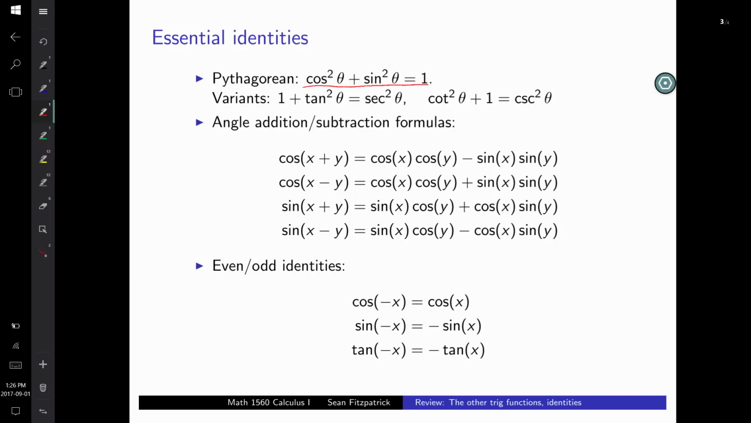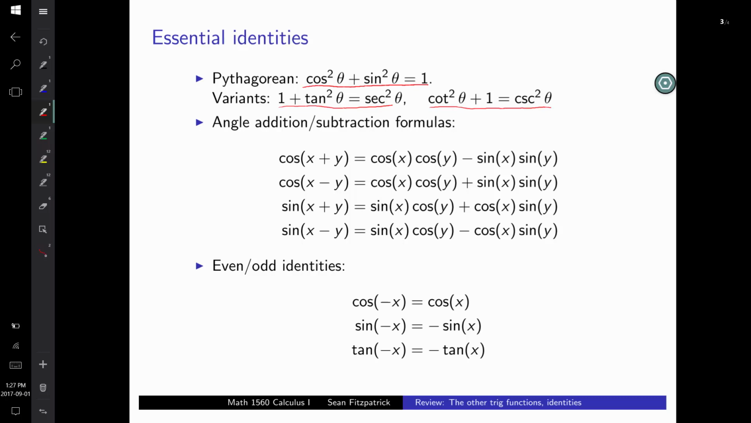And you can involve the other functions if you want. So if you take that equation and you divide the whole thing by cos squared theta, then you get this variant here. If you divide the whole thing by sine squared theta, you get this one. These do pop up from time to time and they do come in handy, so it's good to make sure that you have those in your back pocket. The other identities that take a little bit of work to come up with, and that's why I say these are the essential ones, the ones that you can't just derive on your own without a lot of work, are the addition and the subtraction formulas.